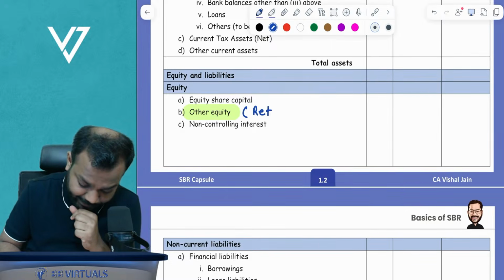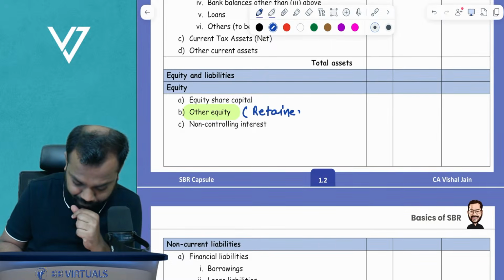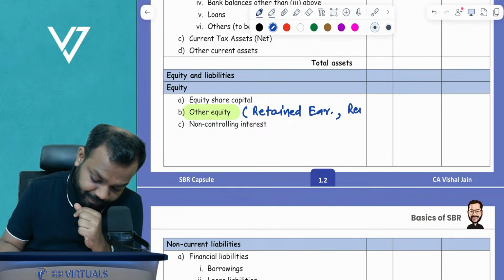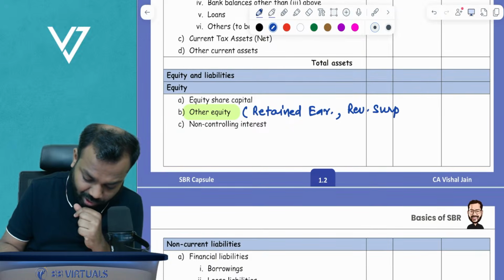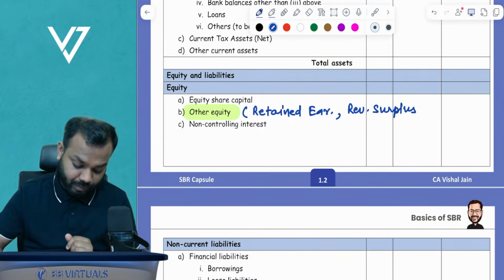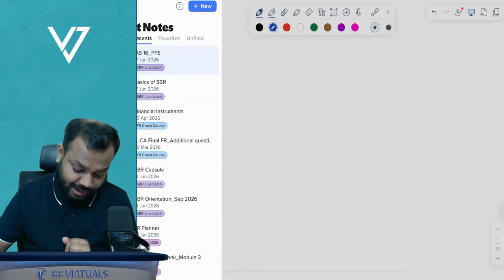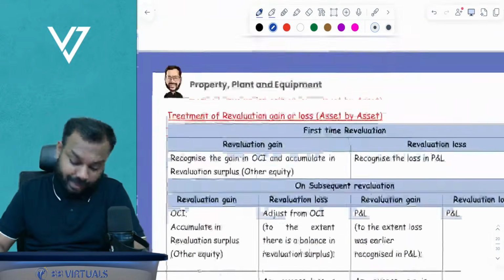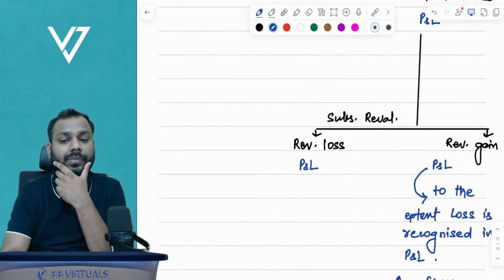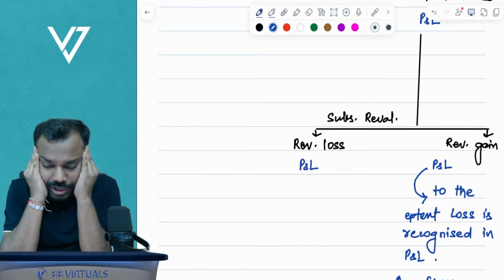In other equity comes retained earnings, revaluation surplus or revaluation reserve. Okay, come on guys, tell me, is that clear to all of you till here? The treatment of revaluation gain or revaluation loss, is that clear?